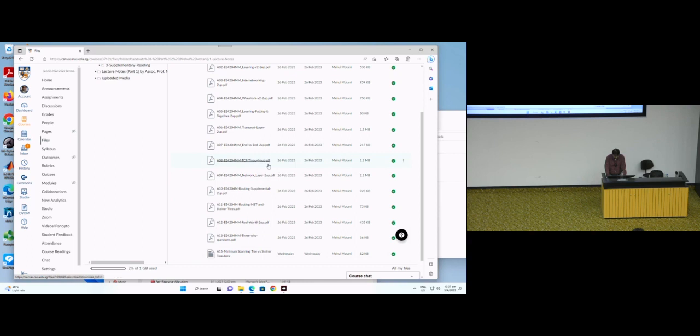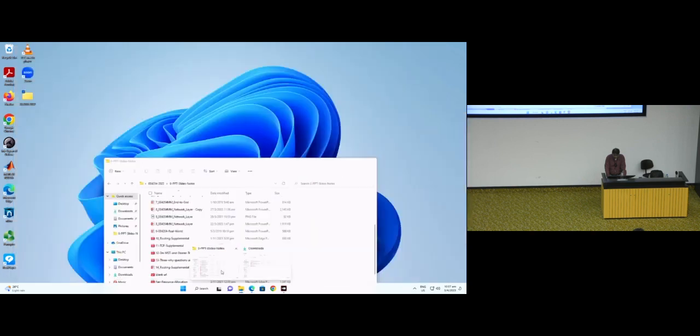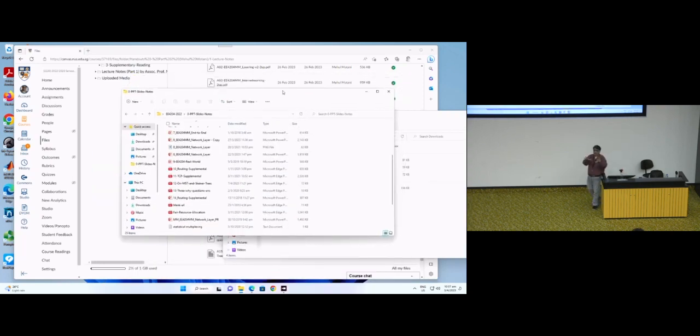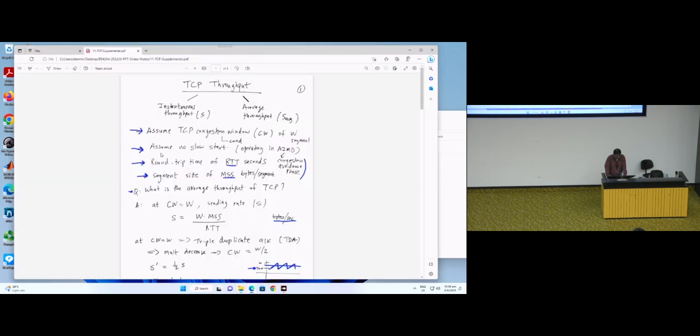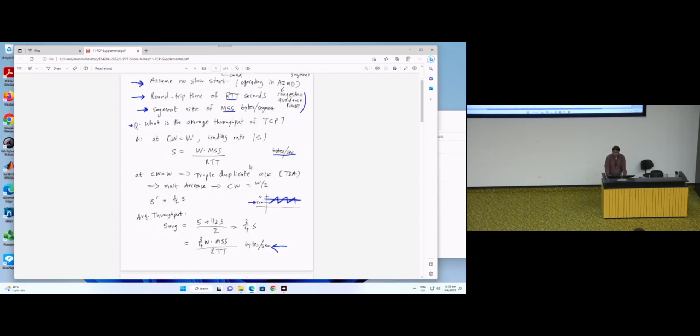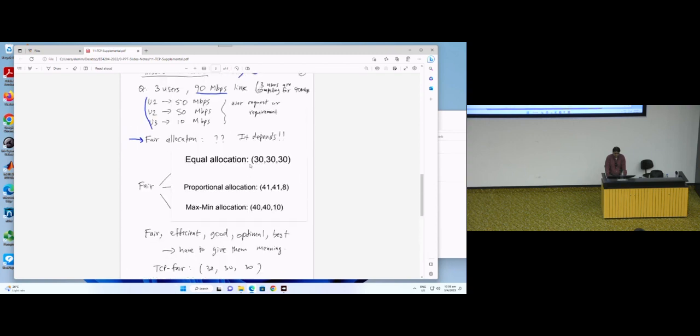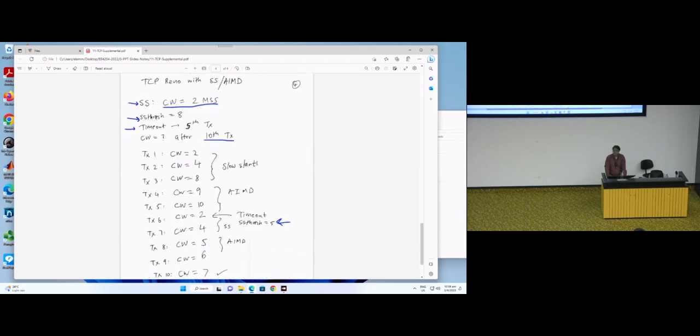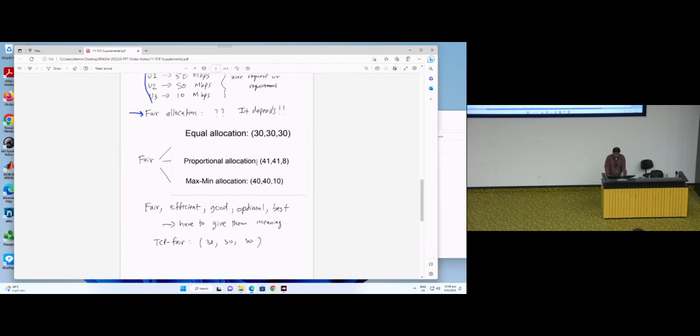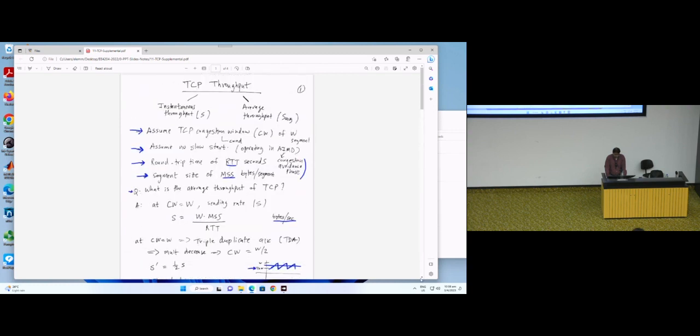Okay, so let us talk about TCP throughput. As I said, we're done with transport and network layer. Let's just do a little bit of review and maybe some new stuff as well. Can you guys remind me? We have not done this, right? Did we talk about TCP throughput and resource allocation? Yes or no? No, right? Okay, so that's fine.